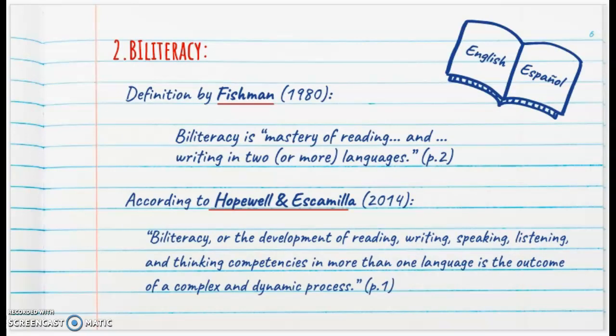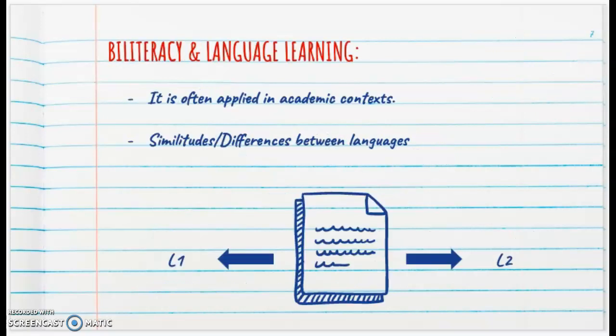But let's move to another concept. What will happen if instead of just one language, a person is becoming literate in two languages at the same time? Then we can say that the person will become biliterate. Most of the time, biliteracy has been applied in academic contexts of language learning, where students are assessed depending on their reading and writing proficiency.